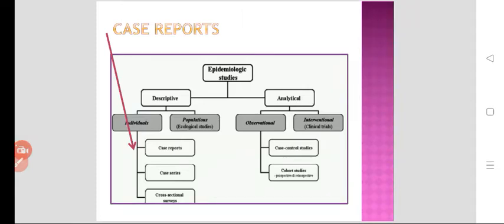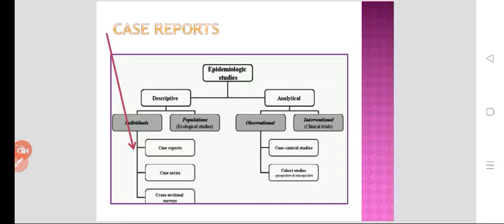Today we are going to talk about case reports. In epidemiological studies, there are two types, descriptive and analytical. In the descriptive, on an individual basis, there are case reports, case series and cross-sectional surveys, and based on the population, there are ecological studies. In analytical studies, there are two types, observational and interventional. Interventional we call clinical trials. And in observational studies, there are case control and cohort studies.